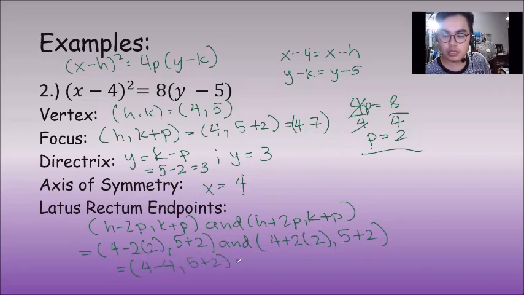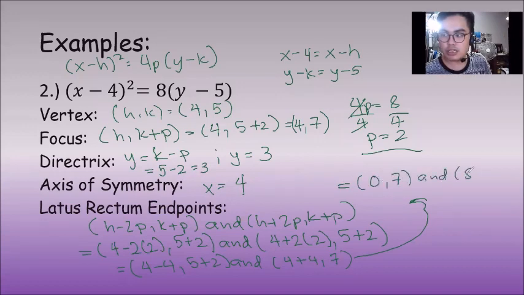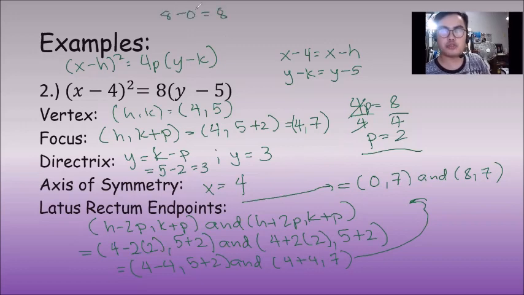Likewise with the second pair. So the endpoints are (0, 7) and (8, 7). In order to get the latus rectum, we have to subtract the x-coordinates. So 8 minus 0, which is 8. So the latus rectum for this parabola is 8.